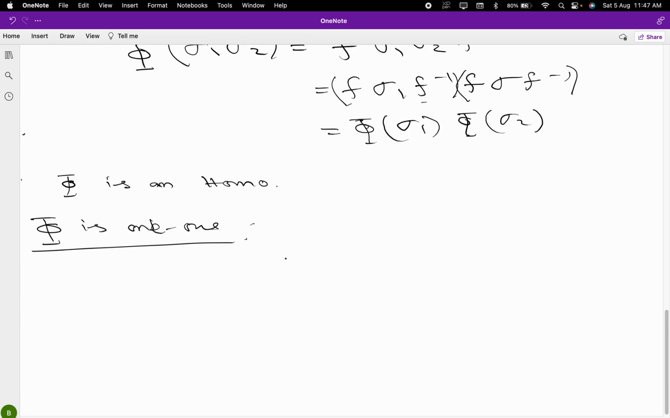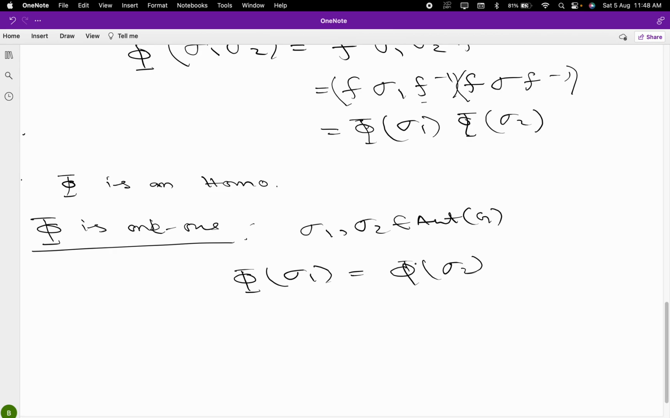You take two elements and their images. If the two images are the same, then you have to show that the elements are precisely the same. This is the definition of 1-1; otherwise you can use the contrapositive option, but I am using the traditional definition of 1-1ness. So let sigma 1 and sigma 2 be two members of the automorphism of G, and assume phi of sigma 1 equals phi of sigma 2, right?